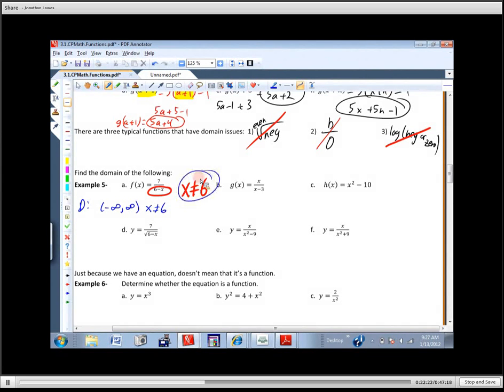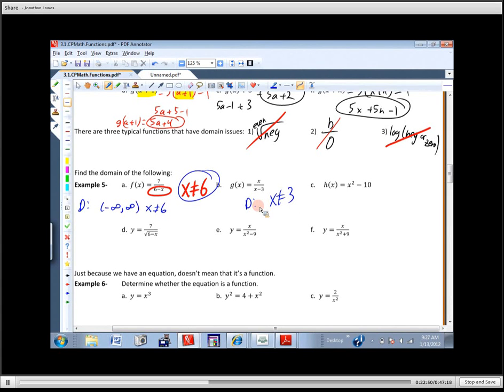Okay, let's take a look at the next one. We've got division in this problem. We don't have any even roots and we don't have any logarithms. The one thing we have to be careful of is we can't divide by 0. So what number can we not plug into this? Okay, so we'd say x is not equal to 3. That would be our domain. You can plug in anything you want. Pick any number. As long as it's not 3, you're going to get an answer.